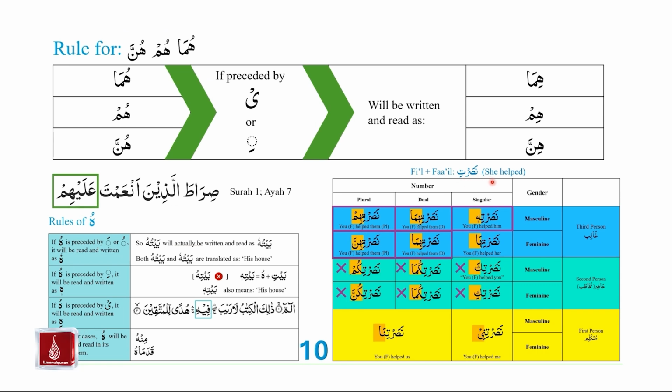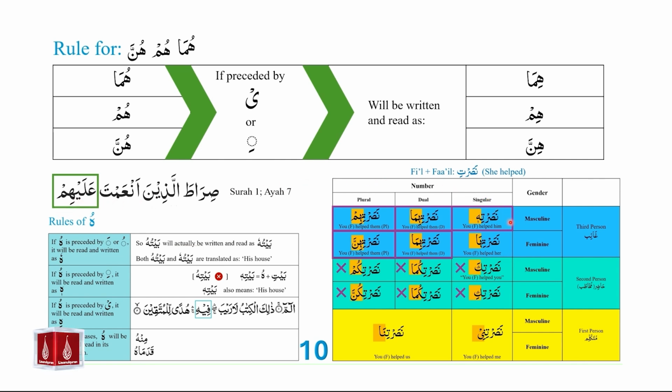Nasarti means she helped. Before we proceed, it will be important to revise some rules. We studied previously that when huma, hum and hunna are preceded by ya with sukoon on it or zair, then in that case huma will be written as hima, hum will be written as him, hunna will be written as hinna. For example, in Surah Al-Fatiha, ayah number 7, we read Siratu alladhina an'amta alayhim.